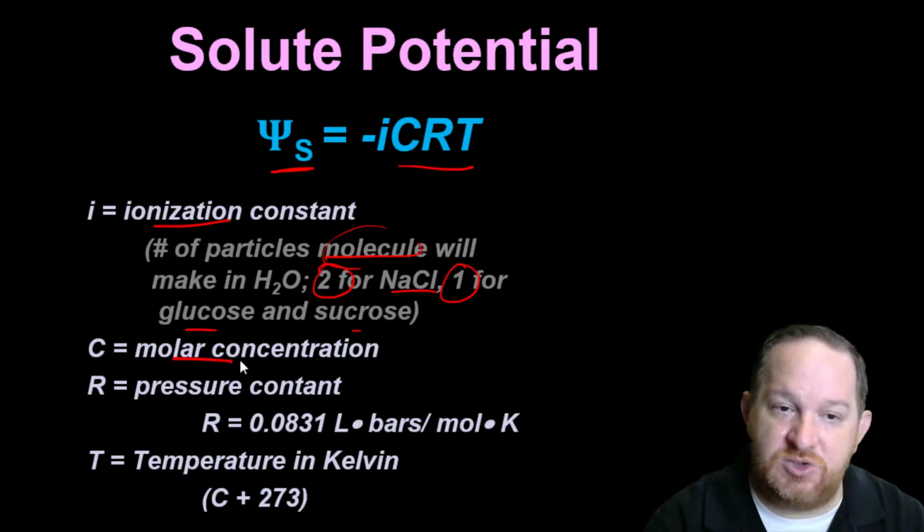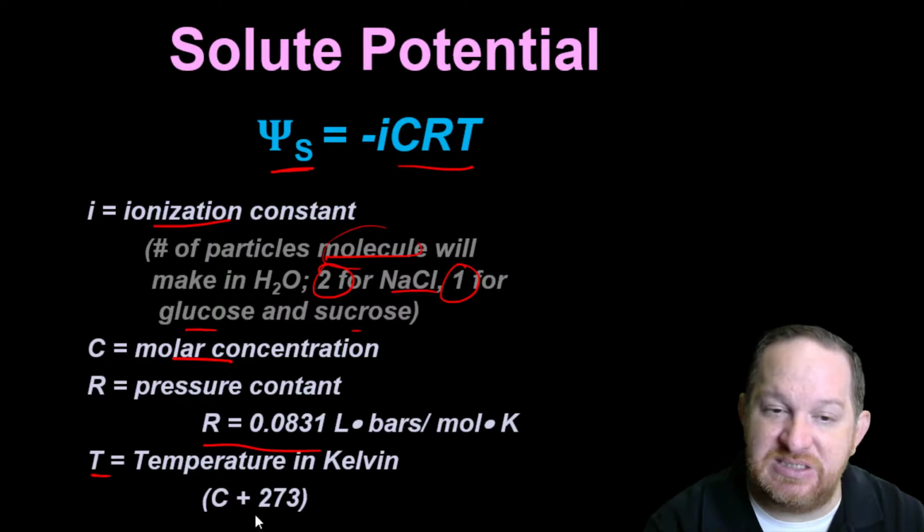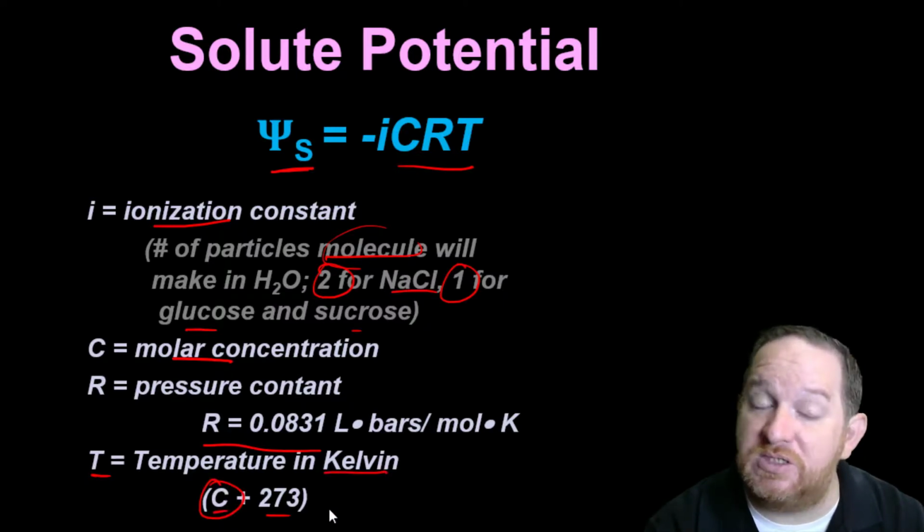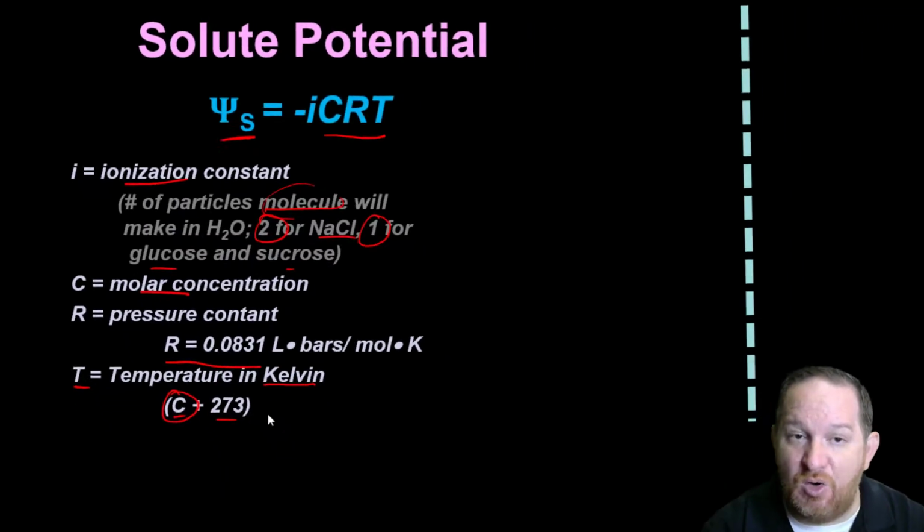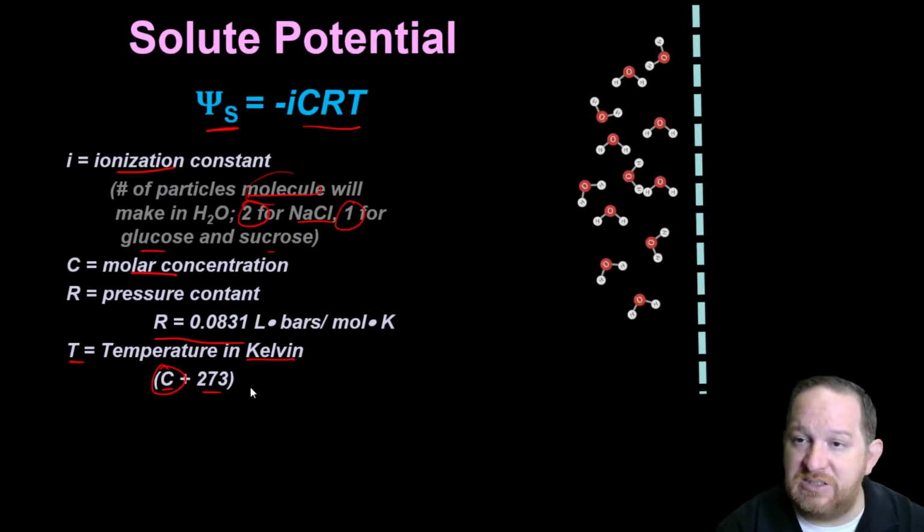C is the molar concentration. R is a constant, and this will stay the same every time. And T is the temperature, but it's got to be in Kelvin. So if you're given a temperature in Celsius, you've got to first convert it to Kelvin. All right, so let's talk about calculating solute potential.